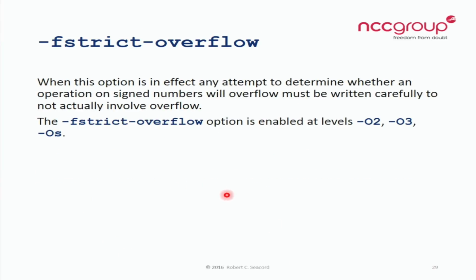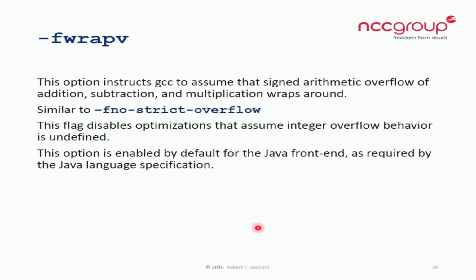So when strict overflow is in effect, any attempt to determine whether an operation might overflow has to be very carefully written not to actually involve the overflow. So this is enabled at O2, O3, and OS. fwrapv instructs GCC to assume signed arithmetic overflow of addition, subtraction, multiplication will wrap around. It's very similar to no strict overflow, and the flag disables optimizations that assume integer overflow behavior is undefined. And this option's required by the Java front end, which specifies integer overflow as wraparound behavior.